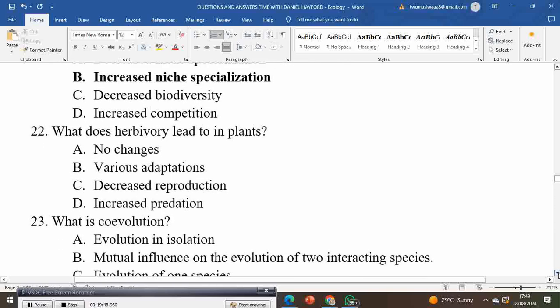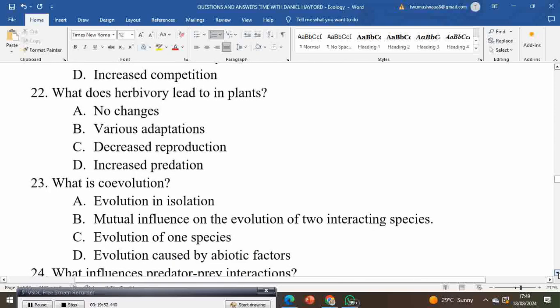Now let's go to question number 21 and perhaps 22. So question number 20, no, let's go to question number 22 rather. Number 22, what does herbivore lead to in plants? A, no changes, B, various adaptations, C, decreased reproduction, and D, increased predation. So which one? What does herbivore lead to in plants? The option is B, various adaptations in plants. Herbivore lead to various adaptations in plants.